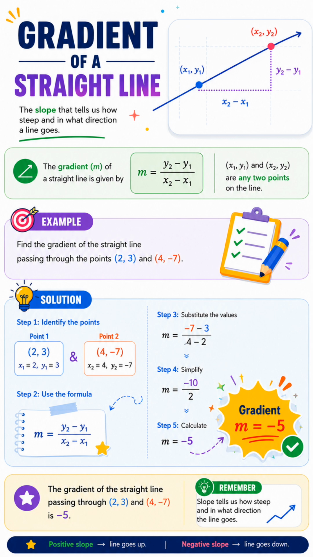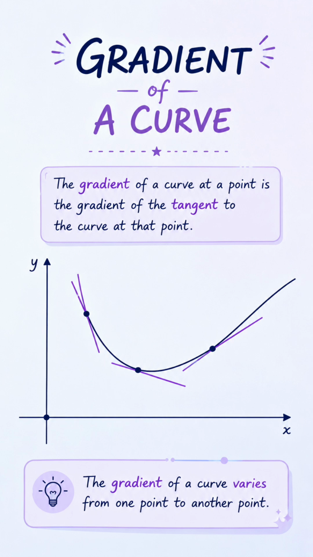Differentiation takes this idea further. It finds the gradient at a single point on a curve. In simple terms, differentiation tells us how fast a function is changing right now.